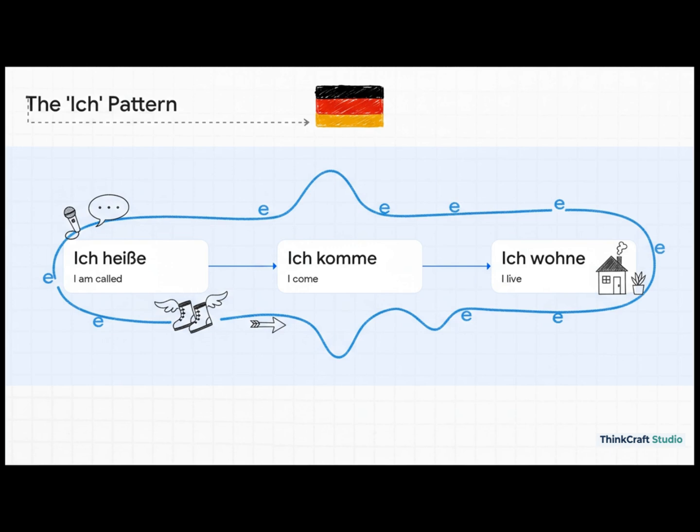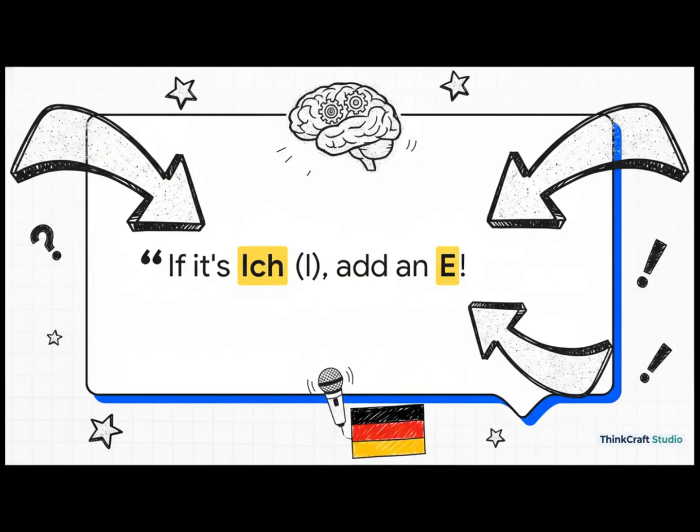And check this out. You've already seen this in action. Think about the verbs we just learned. It wasn't ich heiß, it was ich heiße. It wasn't ich komm, it was ich komme. And not ich wohn, but ich wohne. Do you see that consistent E at the end of each one? That's the pattern. That's the hack. So, if you remember just one thing from this little grammar lesson, make it this rhyme. If it's ich, add an E. Seriously, that simple phrase is your secret weapon for getting your verbs right pretty much every single time.